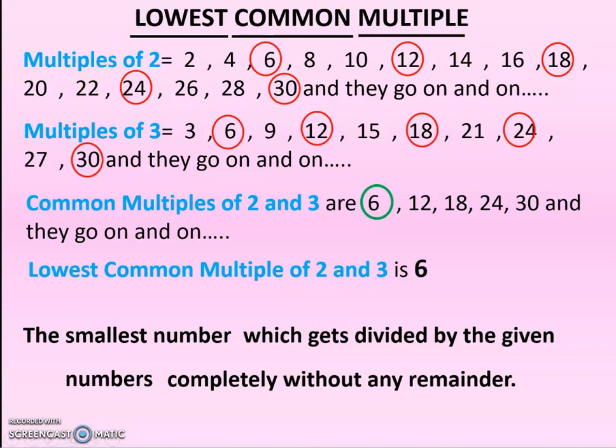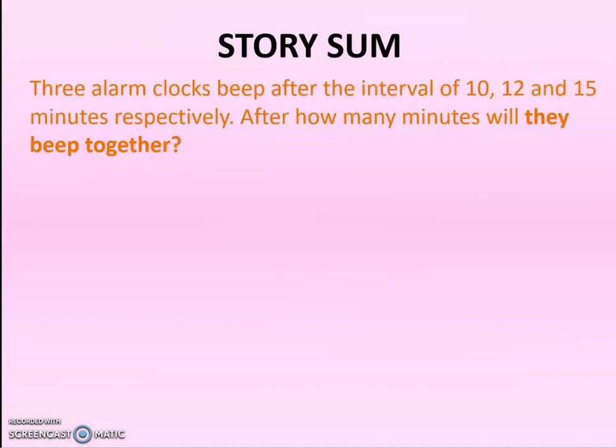Let's take another sum, a very simple one, a story sum which we can experience in our daily life, and try and understand the concept in a better manner. There are 3 alarm clocks that beep after the intervals of 10, 12 and 15 minutes respectively. So the first alarm clock is beeping after every 10 minutes. The second alarm clock is beeping after every 12 minutes. And the third alarm clock is beeping after every 15 minutes. Question is, after how many minutes will they beep together?